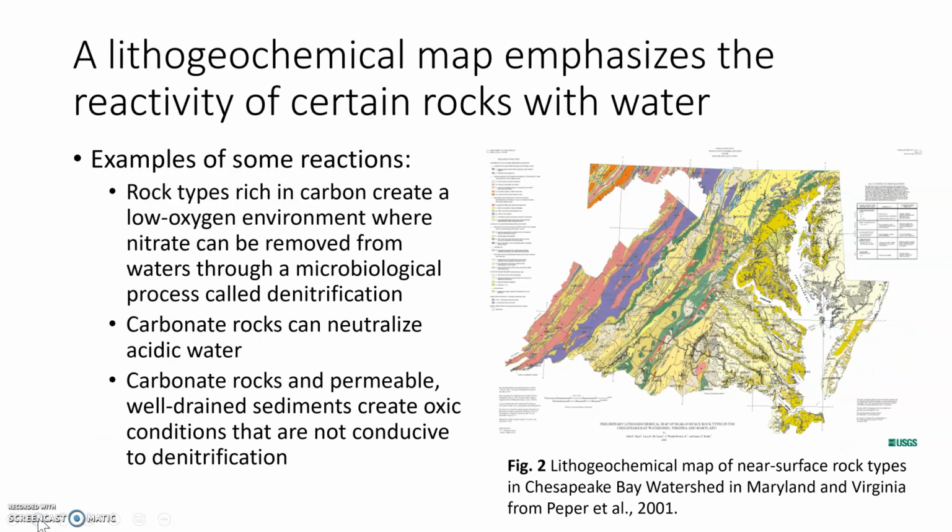This map emphasizes the reactivity of certain rocks with water, unlike traditional geologic maps that map the rocks based on age and spatial relationships. Examples of some of the water-rock reactions are that rock types rich in carbon create a low-oxygen environment, where nitrate can be removed from waters through a microbiological process called denitrification. Carbonate rocks can neutralize acidic water, and carbonate rocks and permeable, well-drained sediments create oxic conditions that are not conducive to denitrification, the microbial process described above.